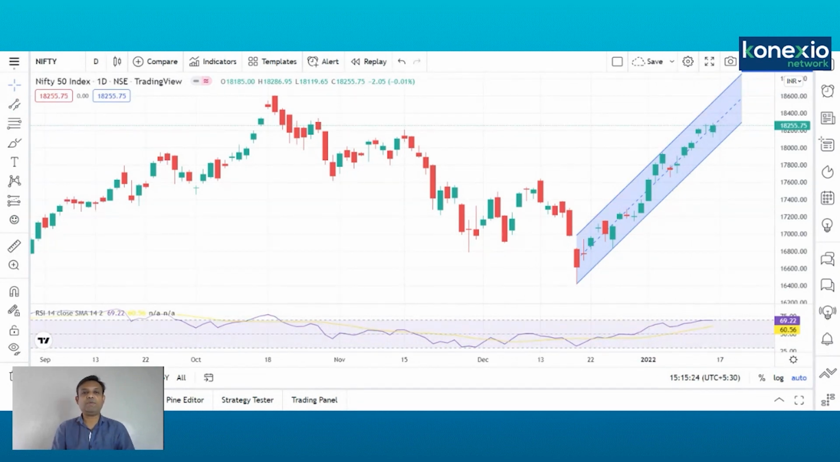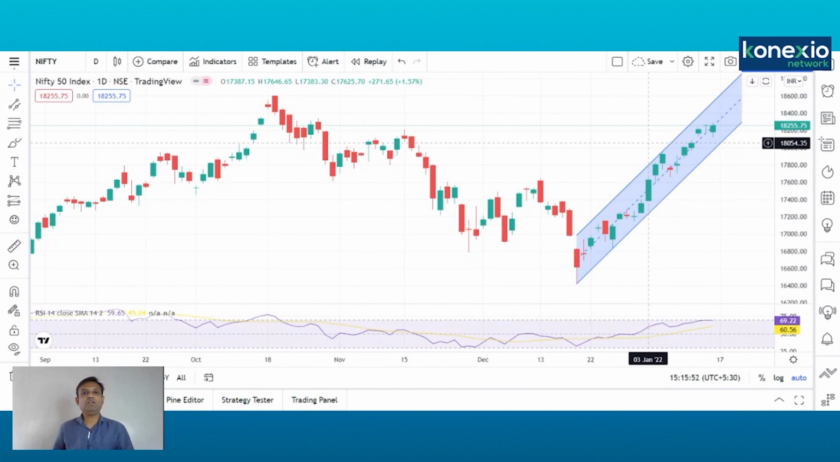After this sharp rally of the last 20-25 days, a pullback or a correction or profit booking cannot be ruled out. So maybe this particular upward support trend line could act as a strong support area. So maybe we can see 18,050 to 18,000, which is a psychological mark, act as a strong support area. So looking at the overall pattern, the strategy would be buy on dips in Nifty.